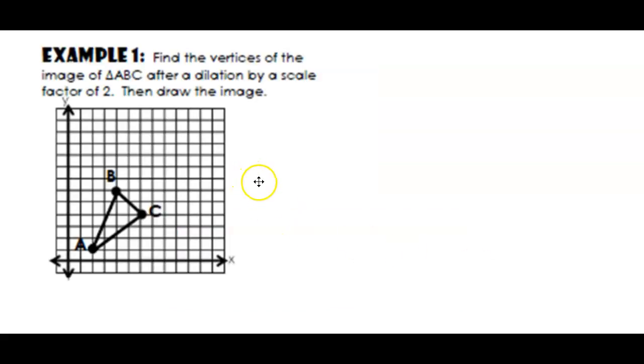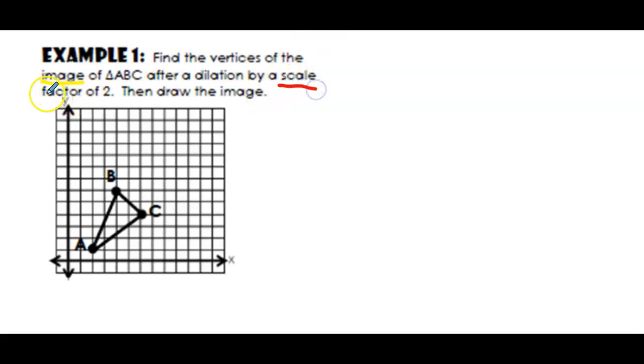All right, so for our very first example, if we read over the vocabulary, there are a few things we need to talk about. So vertices are points. So find the points of the image. And if you remember, image is the new one. Pre-image is the old one. And it says after a dilation by a scale factor of 2.